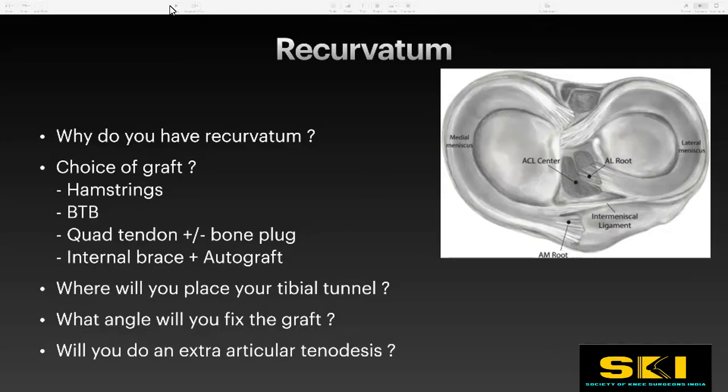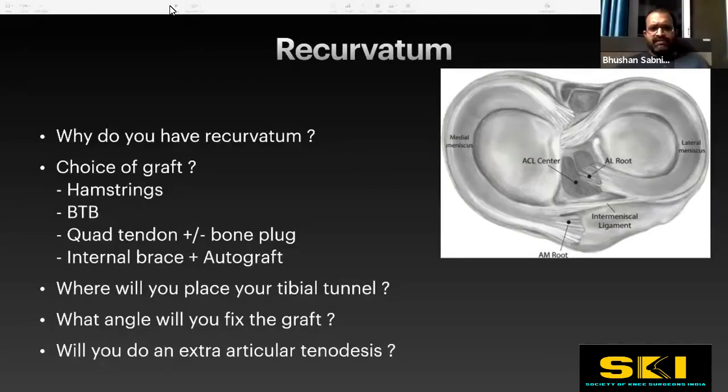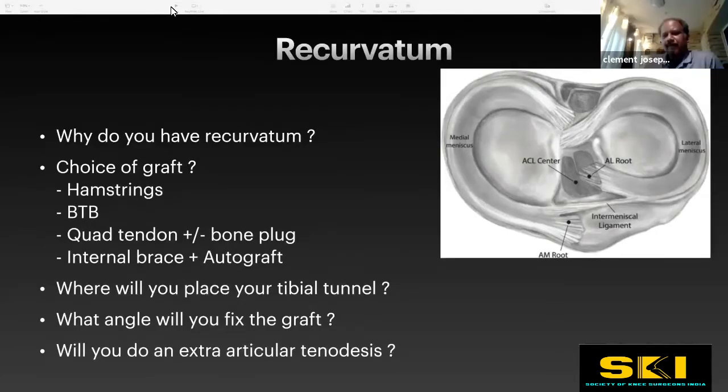If you try and check pivot shift after your ACL graft is fixed, aren't you actually loosening the graft by doing that? And it's actually contraindicated to do any kind of rotational testing after you have done a fixation of your graft. I was about to come to that. Yes, Bhushan, it is very true.